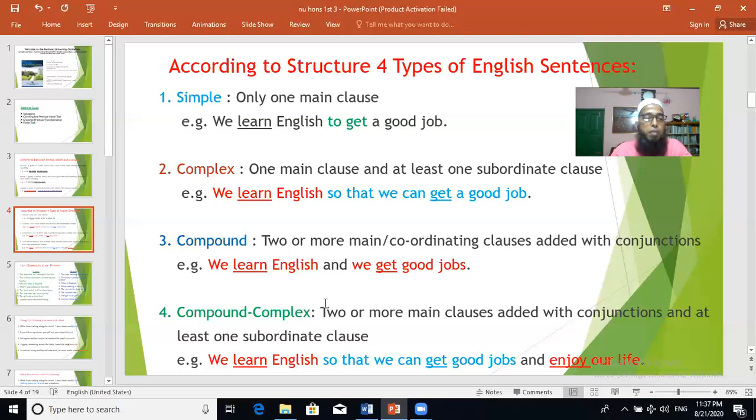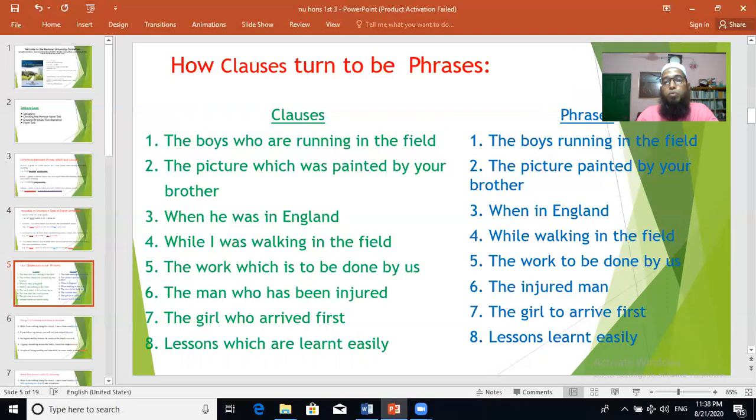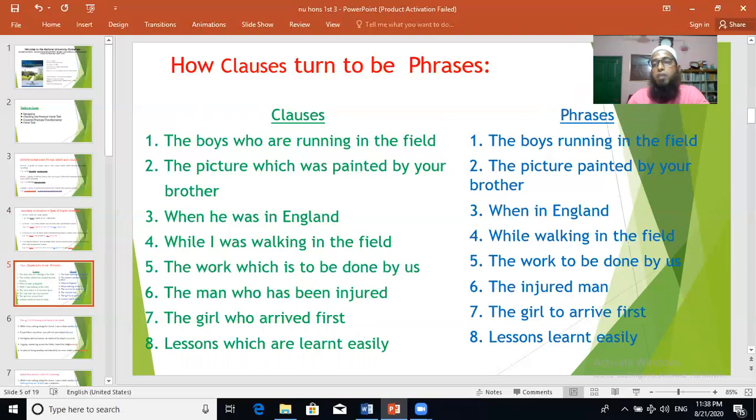Now get ready with pen and paper. You have to do some work. I told you, while you are attending the class, you must have writing materials, pen and paper. Look, when we transform from simple to complex or complex to simple, then one thing is important. We have to make the clause a phrase and we have to turn the phrase into a clause.